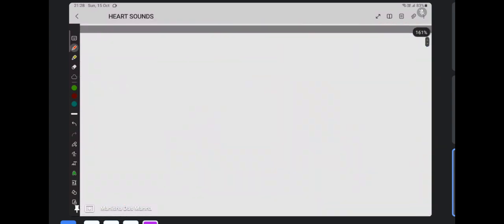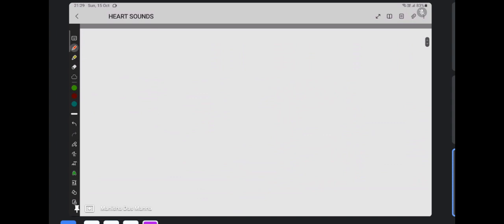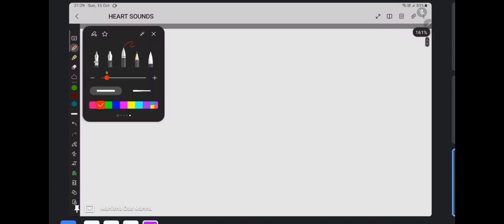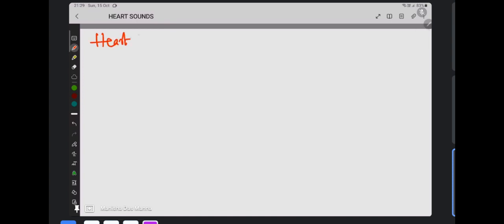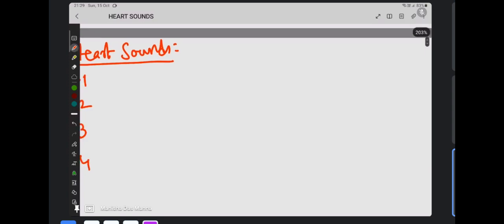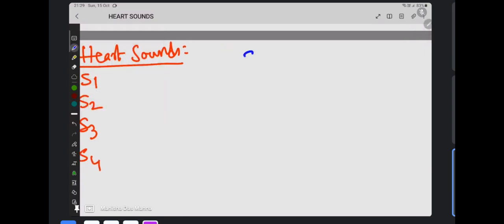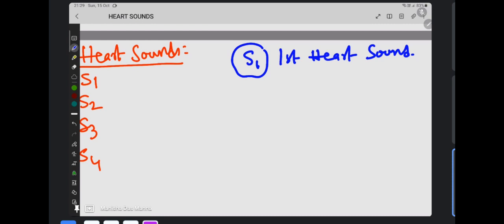So generally, when we are talking about heart sounds, there are in general S1, S2, S3, S4, and other heart sounds are also present. But I will discuss those later. First of all, let's talk about S1. S1 is the first heart sound.